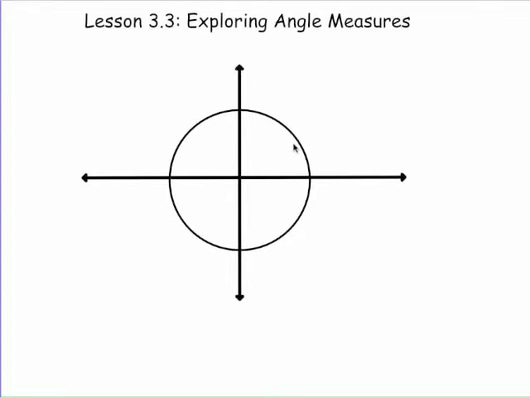Today we're going to be going over lesson 3.3, exploring angle measures, and it starts off with our math message, which is how might you use this figure to prove that the measure of each angle of a square is 90 degrees. Be prepared to explain your answer.